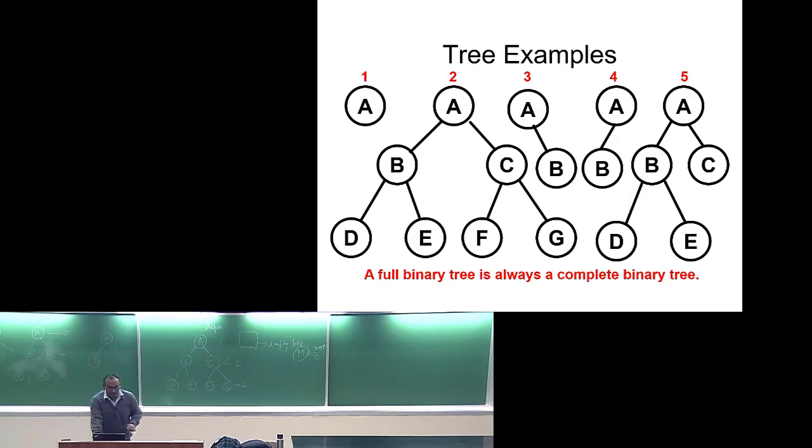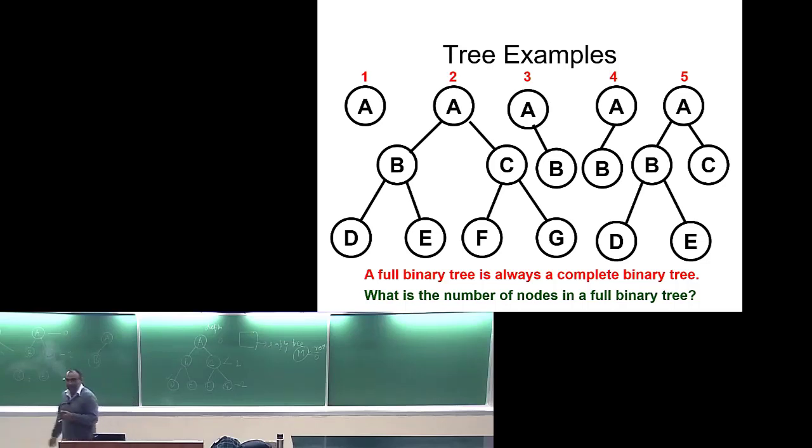All right, any questions? Okay. A full binary tree is always a complete binary tree. You agree with me? Agree with this point? Right? Okay, then. The next question. Do the math, okay? What is the number of nodes in a full binary tree? Can we derive an expression for the number of nodes in a full binary tree?